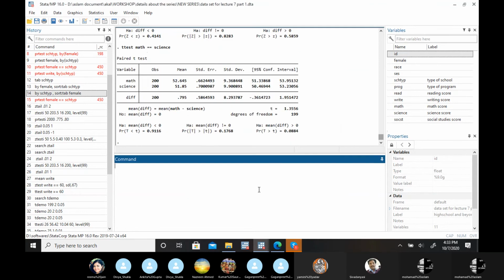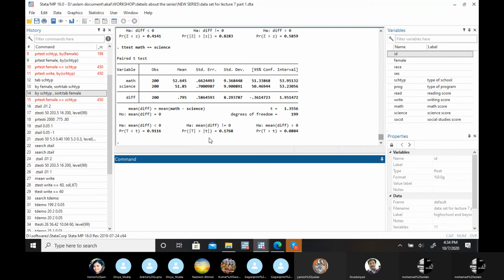Let's see the results. The null says there is no difference in the average score of math and science. If we see the average scores of math and science, more or less the difference is less than 1 mark. So in this case, if we go with the p-value approach, the p-value is more than the level of significance, so we have to accept the null hypothesis.